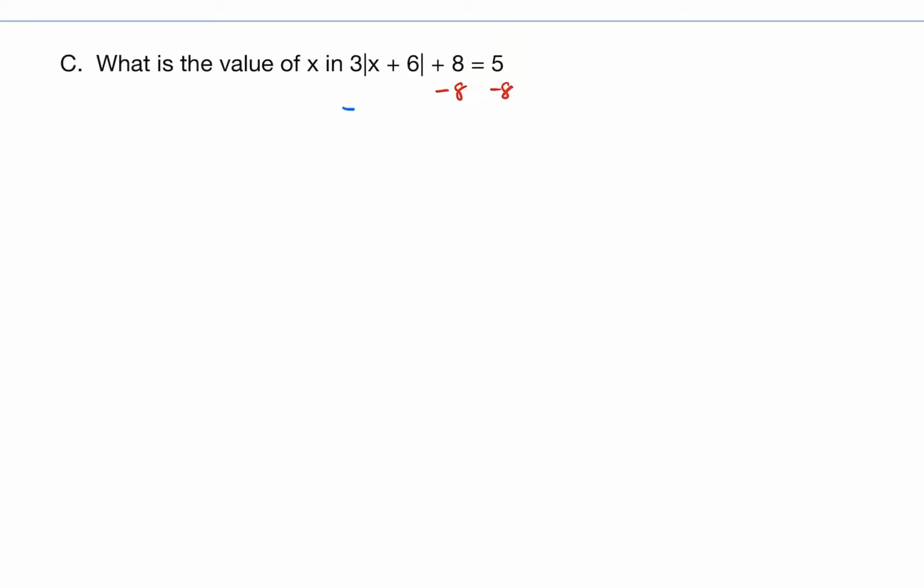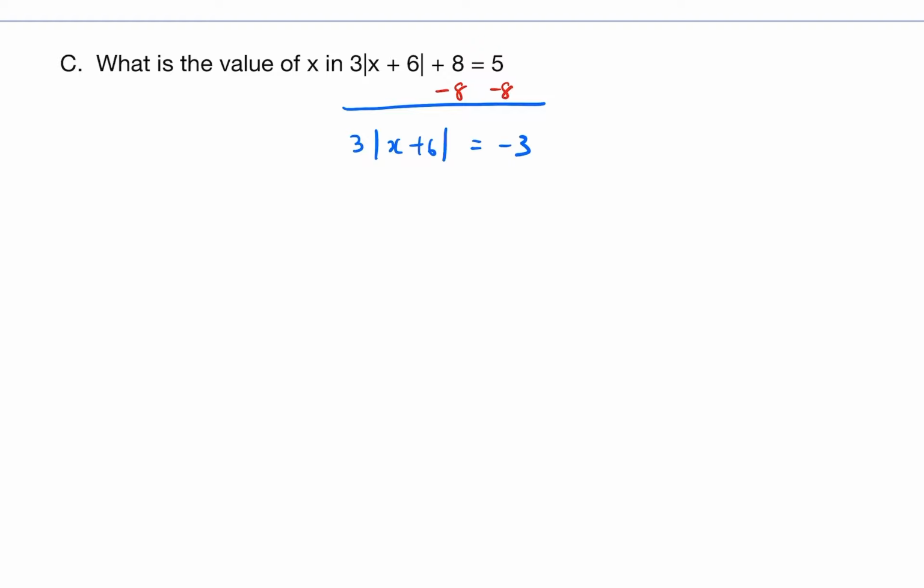And when we do, we're left with 3 times the absolute value of x plus 6 is equal to negative 3. Okay, notice that in this example, we didn't split this equation up into 2 different parts yet. The reason that we don't do that is because we want to isolate this absolute value of x plus 6 and make sure it's all by itself before we split the equation up.